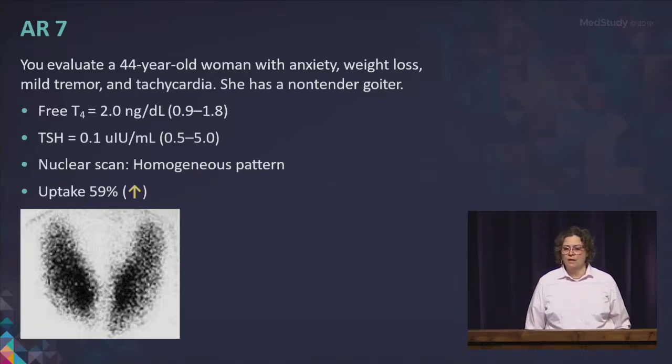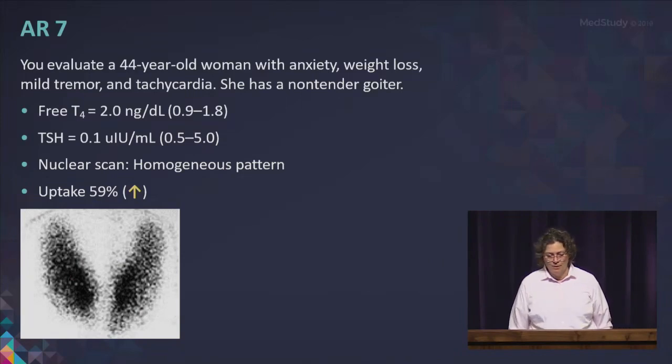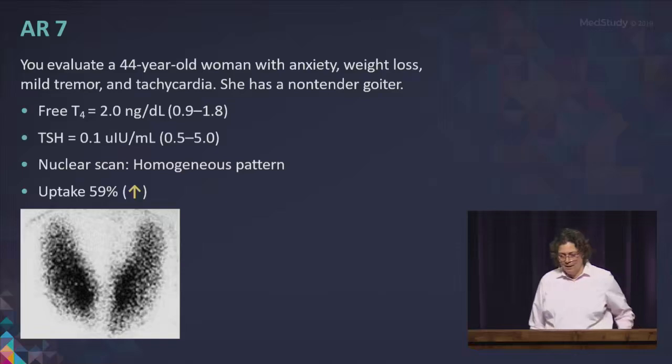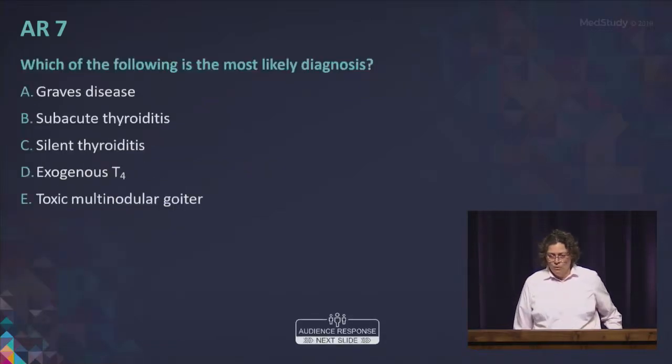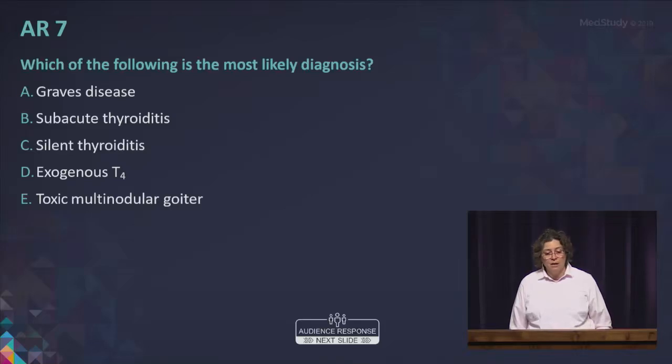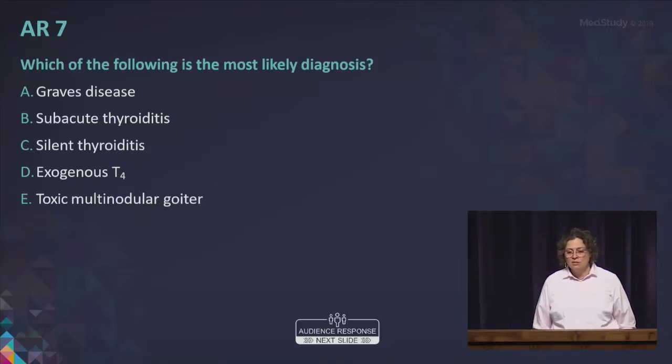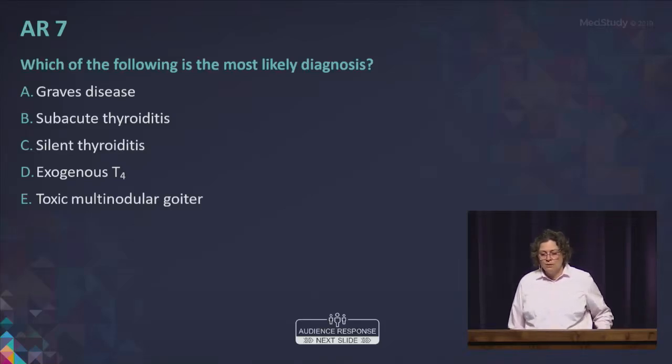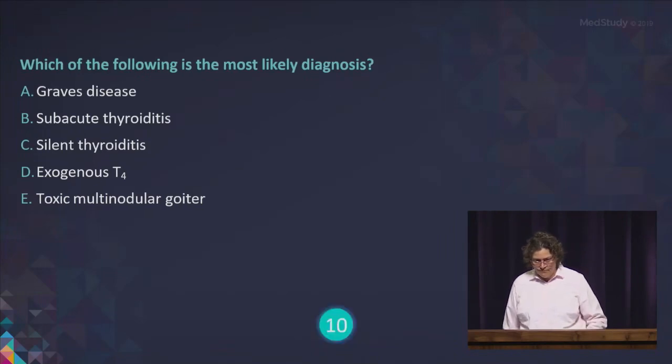Next question. You evaluate a 44-year-old woman with anxiety, weight loss, mild tremor, and tachycardia. She's got a non-tender goiter. Free T4 is elevated. TSH is low. Your nuclear scan shows you this homogeneous pattern, and the uptake is elevated at 59%. Which of the following is the most likely diagnosis? Graves' disease, subacute thyroiditis, silent thyroiditis, exogenous T4 intake, or toxic multinodular goiter?